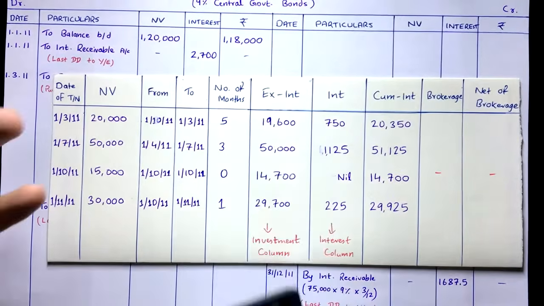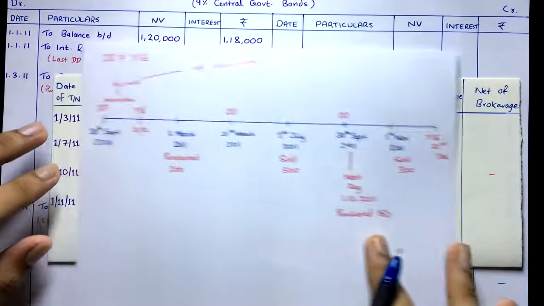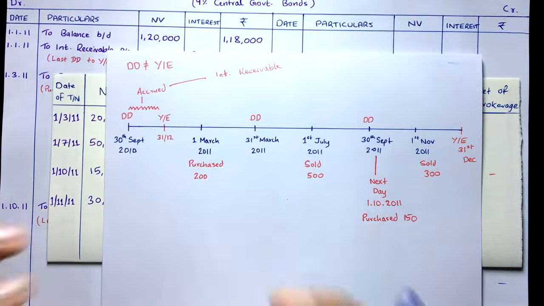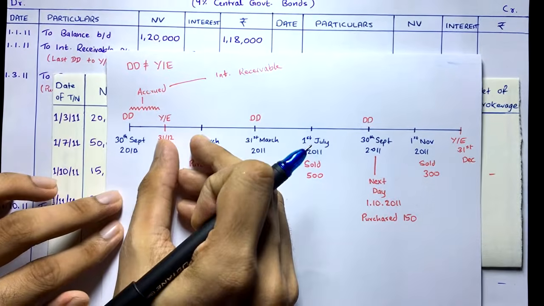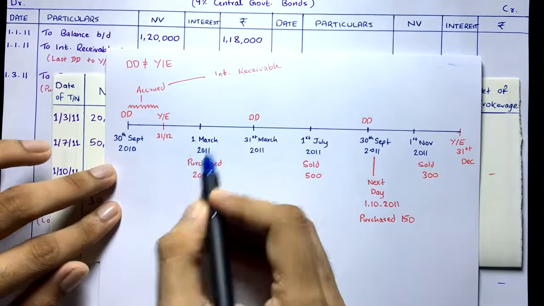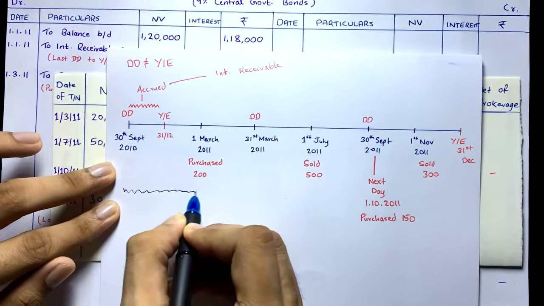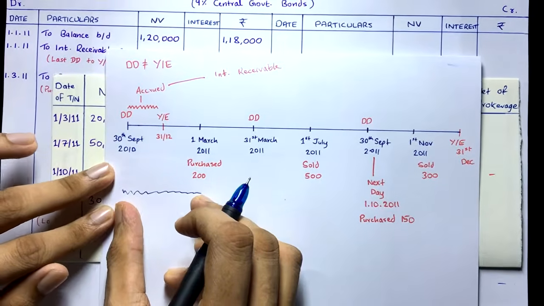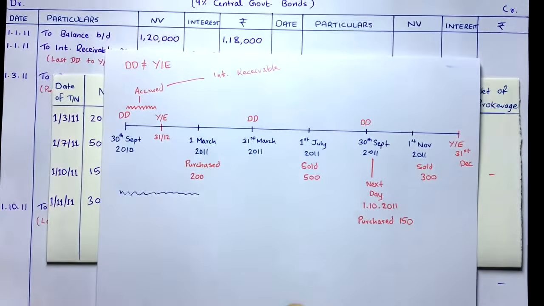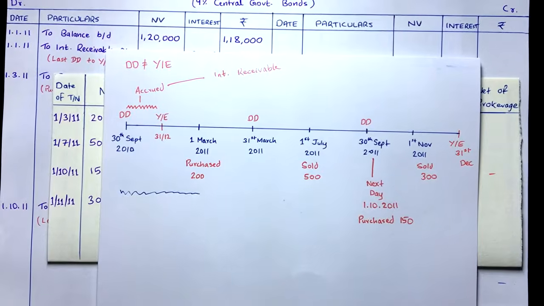Whenever you purchase securities between the due dates from any other investor, what will happen to that investor? You have to pay him the previous interest. Whatever interest has accrued till the date of transaction, you have to pay to the investor from whom you have purchased the bonds. So you have to pay that accrued interest, and you have to calculate that.